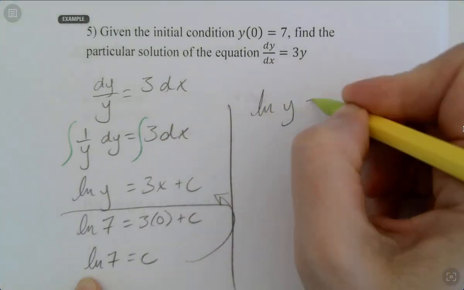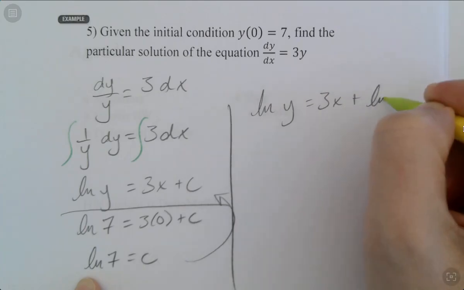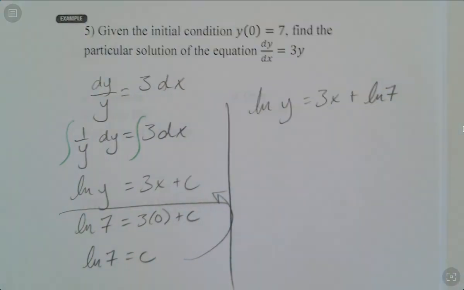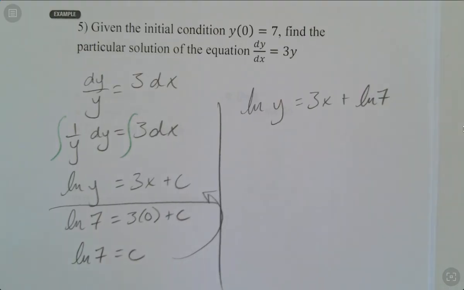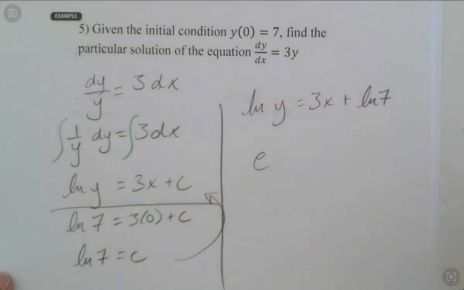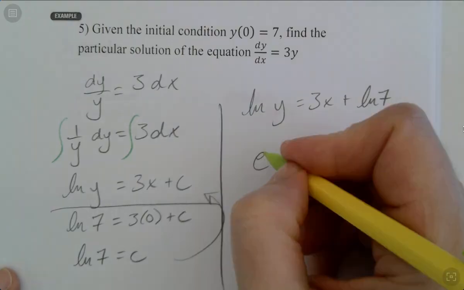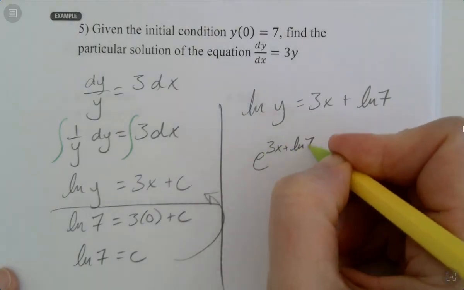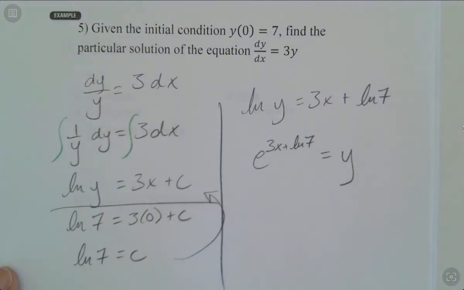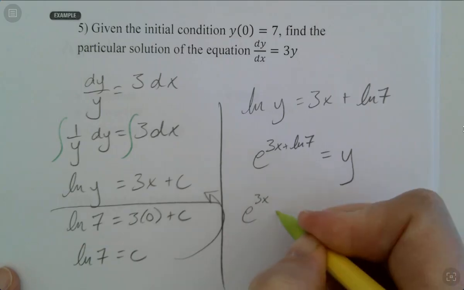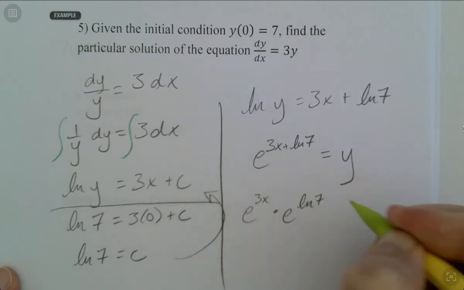So natural log of y equals 3x plus natural log of 7. And we want to isolate the y, so what do we do? We're going to do e to the power of 3x plus ln 7 equals y. We're not done. So we're going to call that e to the 3x times e to the ln of 7 equals y.